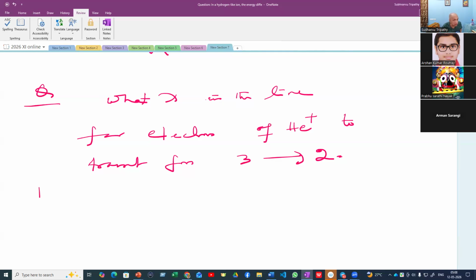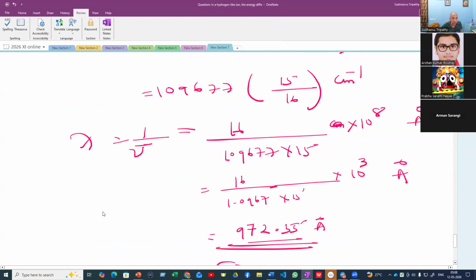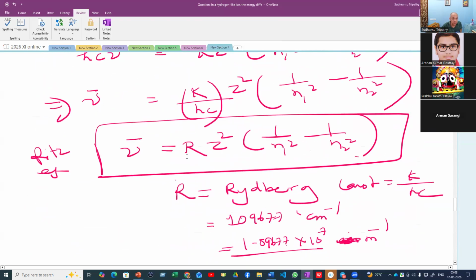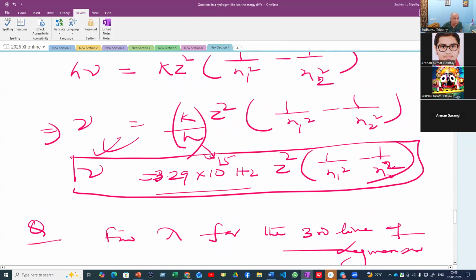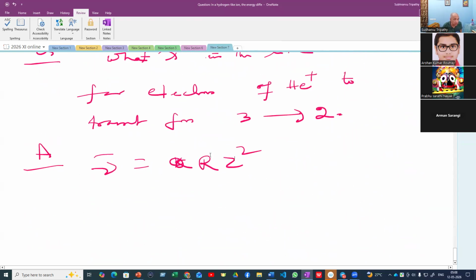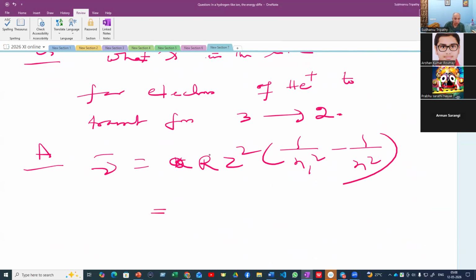So we can use the Rydberg equation, nu bar is equal to R Z square, because the Z square term is there in the equation. We were taking it as 1 for hydrogen. But if it is the helium plus spectrum, then helium in the atom has 2 protons. So this will be 109677. Z is 2 square, and the transition is from 3 to 2. The lower one is 2 and the higher one is 3.